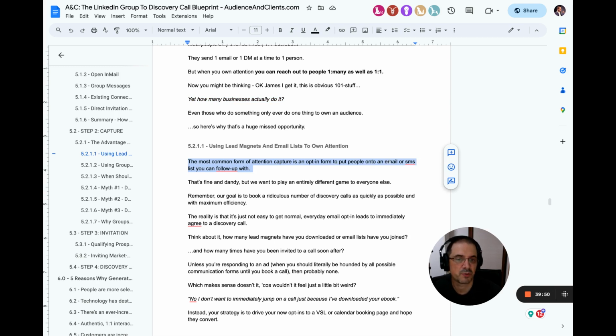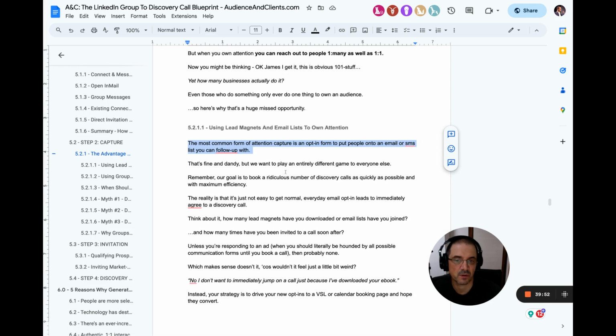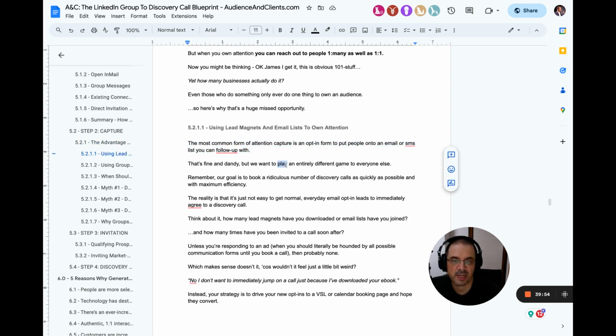An opt-in form to put people onto an email or SMS list you can follow up with. Now, don't get me wrong, email lists are absolutely awesome, but we want to play an entirely different game to everybody else. Because remember, our goal here is to book a ridiculous number of discovery calls as quickly as possible with maximum efficiency. We're not wasting time and messing around. Now, the reality is that it's just not that easy to get normal, everyday email opt-in leads to immediately agree to a discovery call. Because think about it, how many lead magnets have you ever downloaded? Or email lists have you joined?